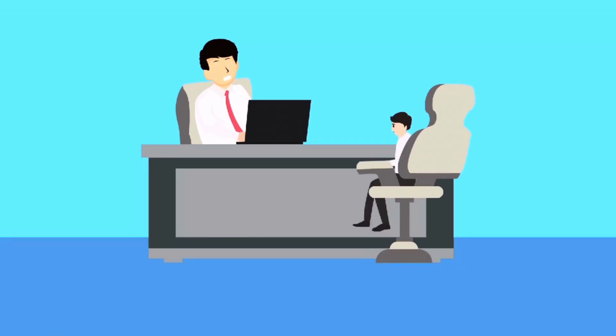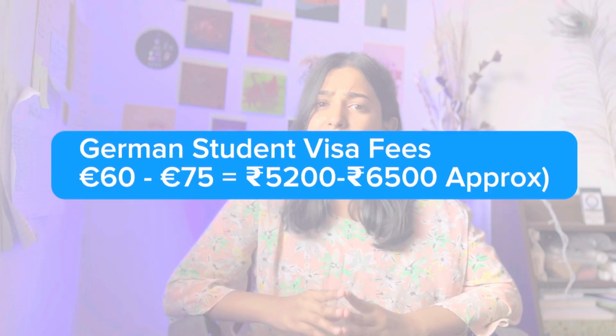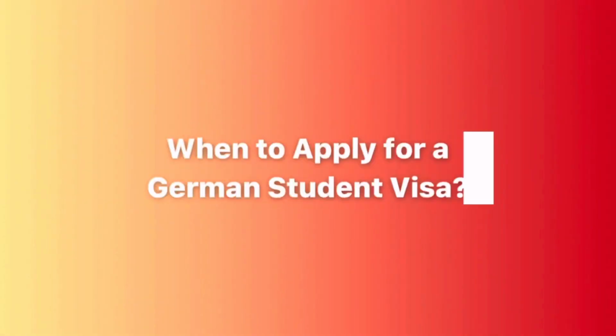During your visa appointment, you will be interviewed by a consular officer. It is important to prepare yourself for the interview by paying the visa fees and having the confirmation with you. The fees for a German student visa vary from 60 to 75 euros. Additionally, be ready to answer some of the common interview questions.